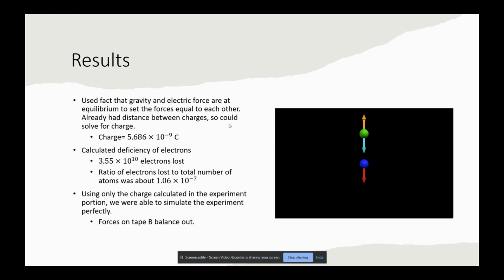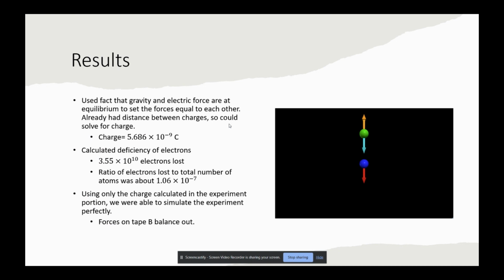I also calculated the deficiency of electrons in the tape. By dividing the charge of the tape by the elementary charge, I calculated that the piece of tape lost about 3.5 times 10 to the 10 electrons. The ratio of electrons lost to total number of atoms was about 1.06 times 10 to the negative 7.